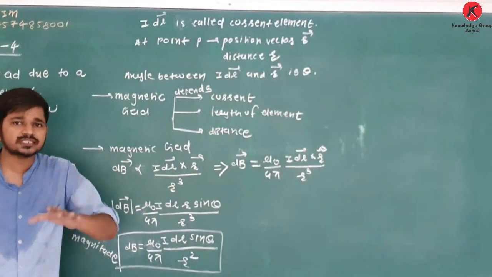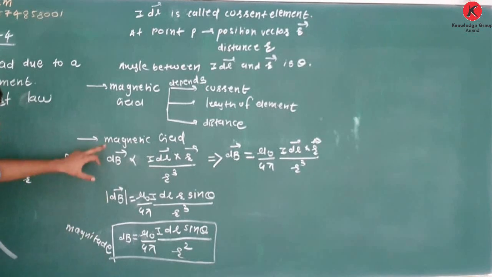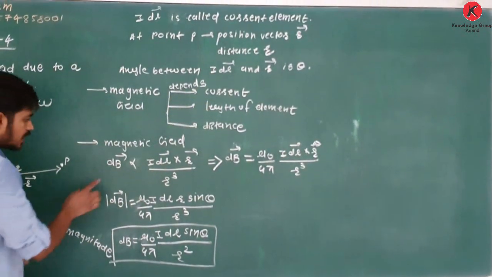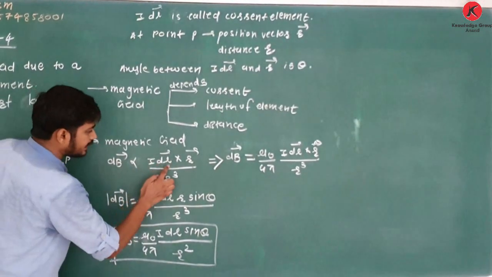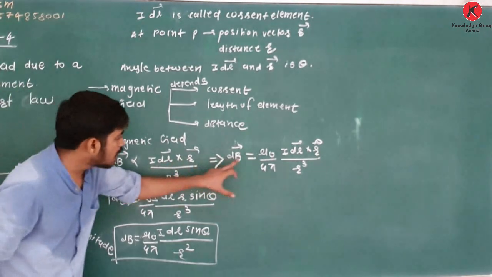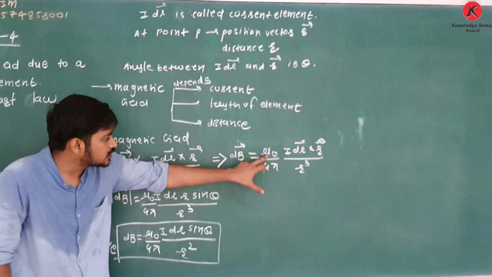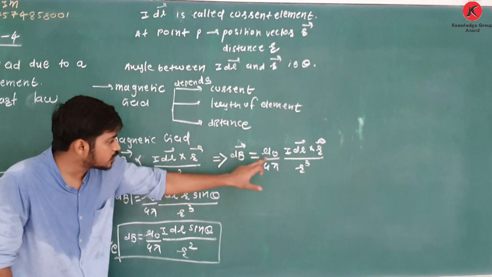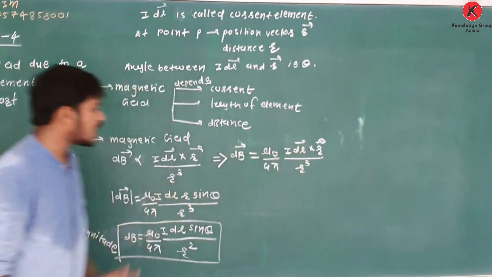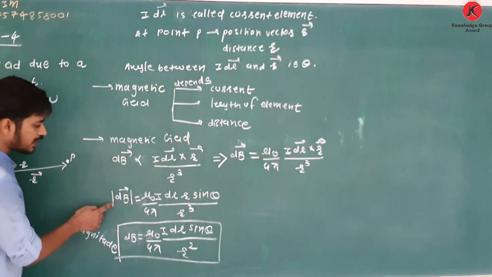So yes, you have to understand this equation. Again, magnetic field depends on current, length of element and distance. So dB is proportional to I dl cross r cap upon r cube. If we remove proportionality, we have to add some constant. That constant is mu 0 upon 4 pi. That constant is mu 0 upon 4 pi, I dl cross r upon r cube. Clear?